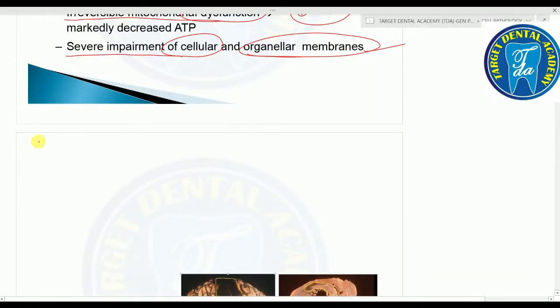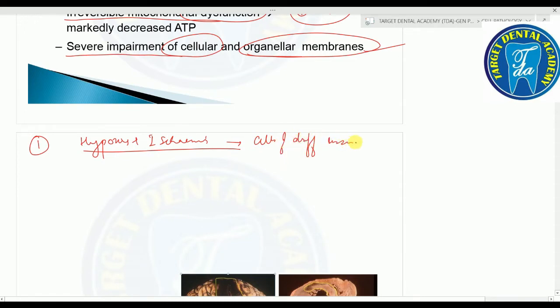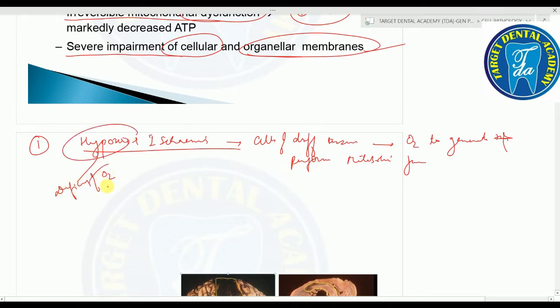Now first is hypoxia and ischemia. In this, as you know, the cells of the different tissues essentially require oxygen to generate and perform the metabolic function. Right? When there is deficiency of oxygen, or you can say when there is hypoxia, it results in failure to carry out all these activities.